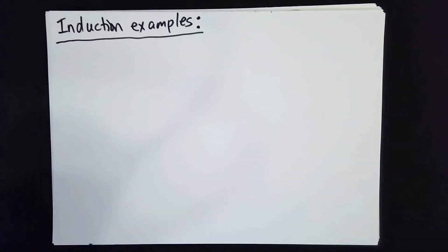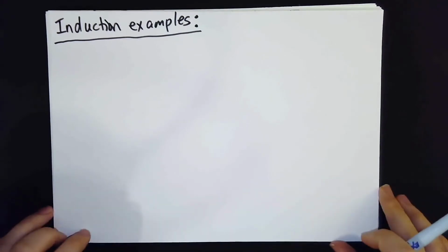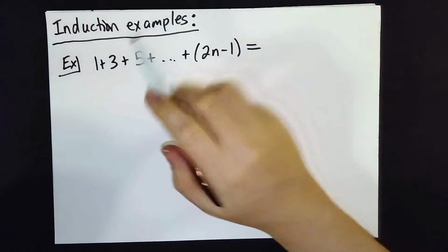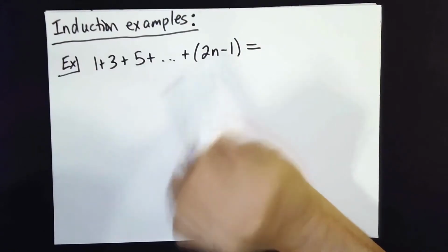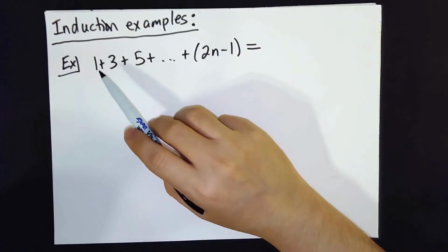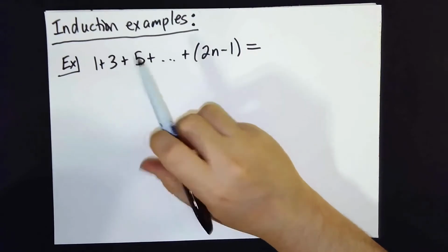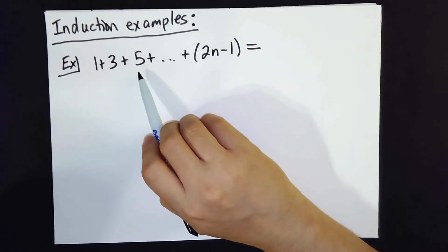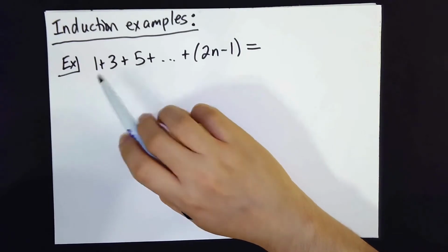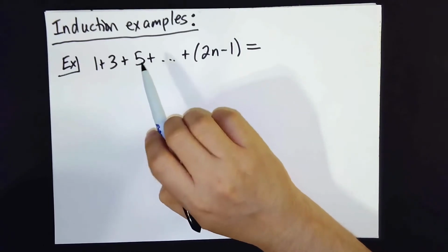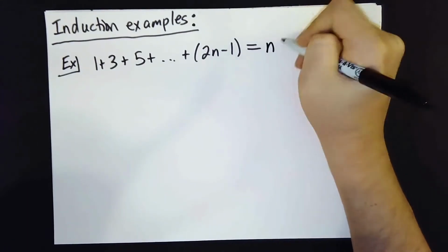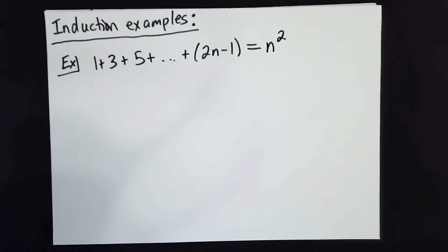Welcome back, everyone. In this video, we're going to go over a bunch of examples of using proof by induction. So as the first example, let's see what happens if you add the first n odd numbers. Well, it's not too hard to guess. The sum of the first two would be 4, the first 3 would be 9, and then the first 4 would be 16. And so it's not so hard to guess that the answer is n squared.